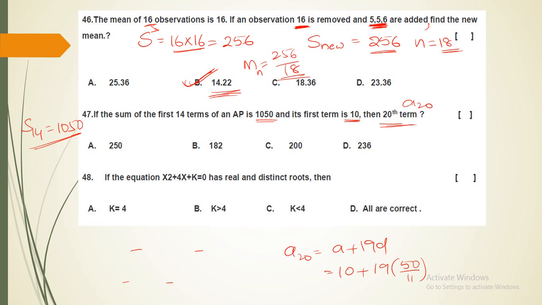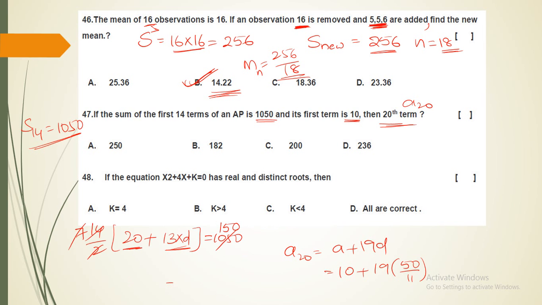So here if you observe, what is the answer? 14 by 2 into 2A means 20 plus 13 into D. So D is only for 13, not for the whole thing, which is equal to 1050. So 2 in 14, 7 times. This 7 in 1050, how many times? 7 ones are 7, 7 5s are 35, so 150 times.